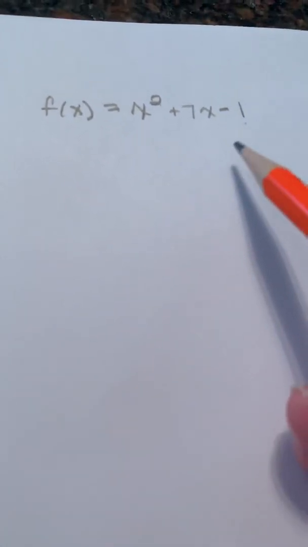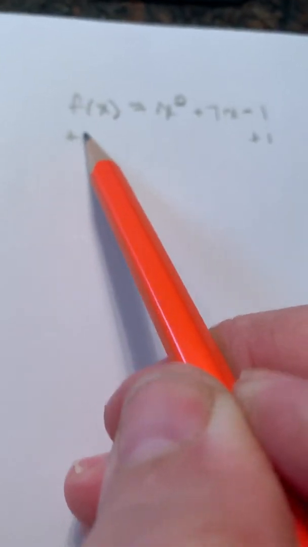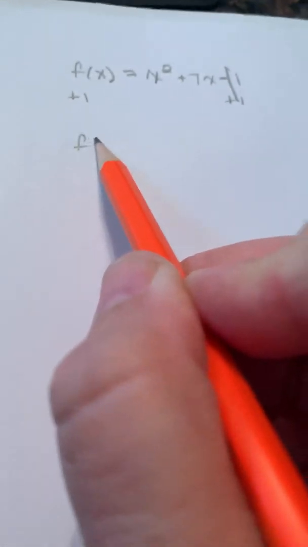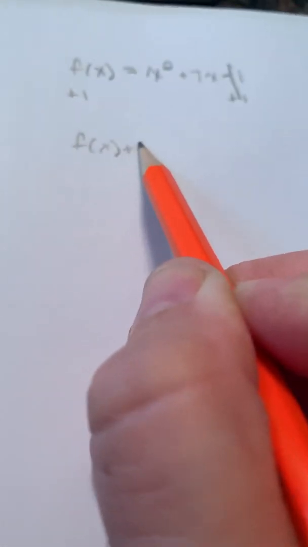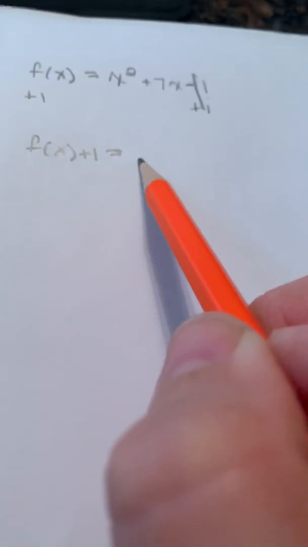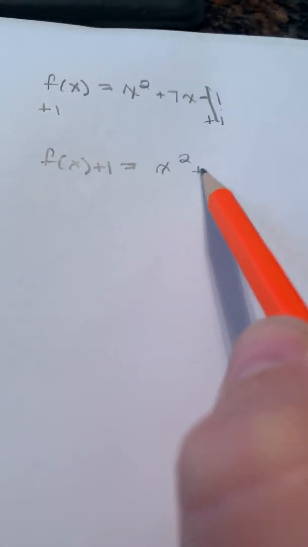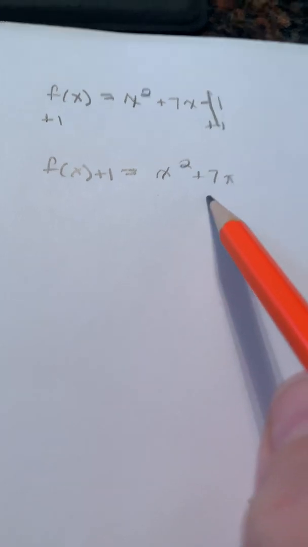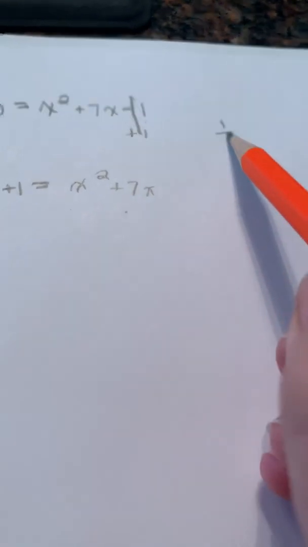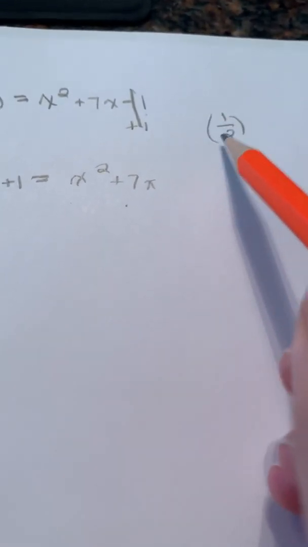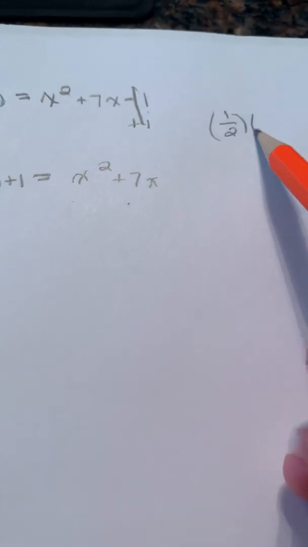All right, so we're going to add 1 to both sides here, just so you can focus yourself on that one side of the equation. So we're going to have f of x plus 1, and this right side here is going to be x squared plus 7x. Now that guy's odd, and I know that a lot of kids like to just go to 3.5 and then square it.